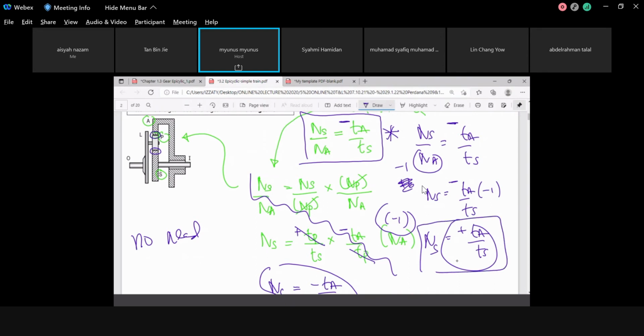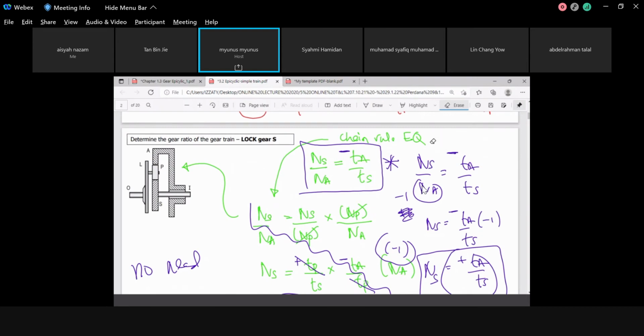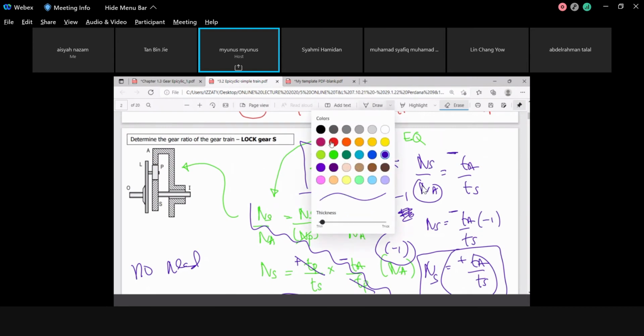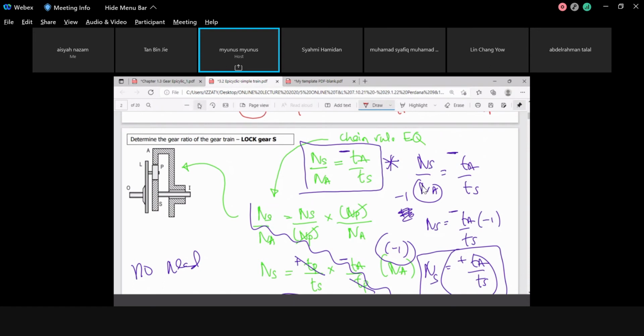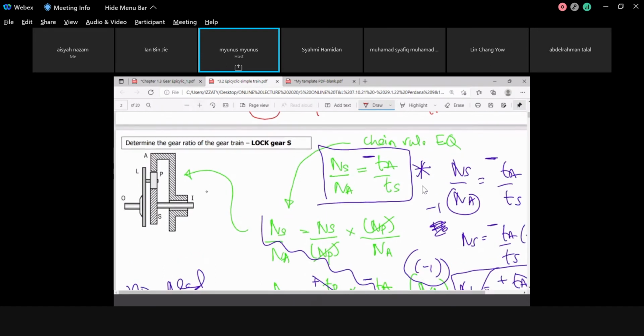Then you check. Correct or not? Check. Okay, now check. How do you check? You go back to the figure. Look at here. You go back to the figure. Now, if I'm seeing this one, I put it in another color, red color. So I make it bigger now. If I'm seeing this one is negative, isn't it?